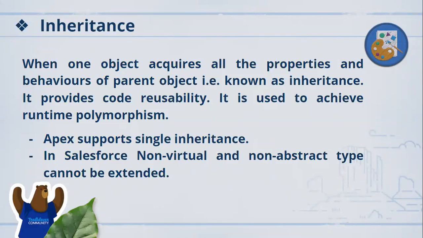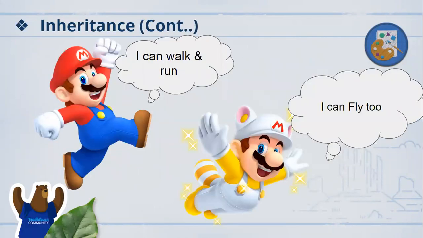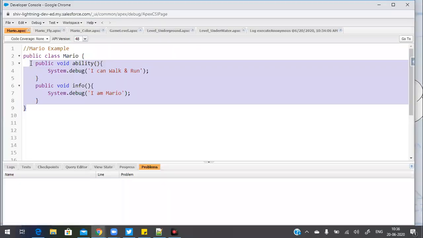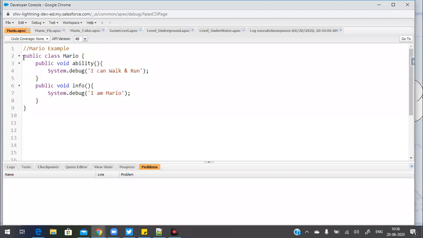So let's quickly see an example of how inheritance works. We have one class, Mario, which can walk and run. Now we will create another class which has the existing functionality as well, and it can fly also. So let's take an example here. Let me comment this.